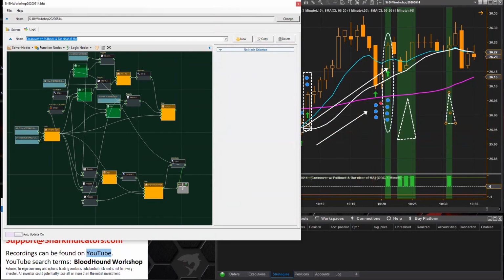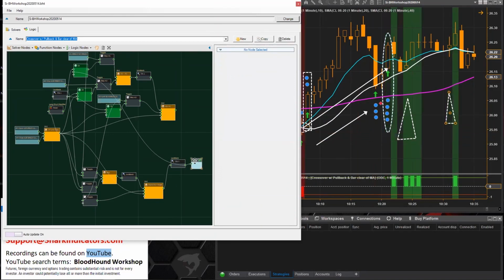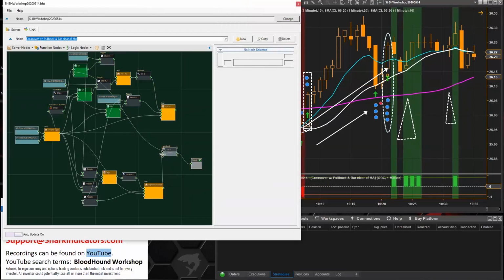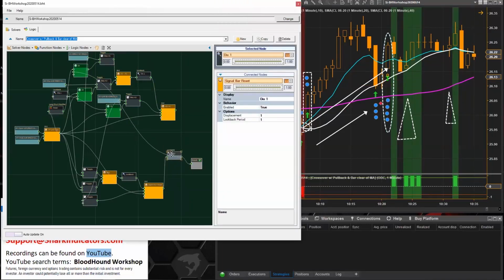All right, so if we look at the displace by 1, right, so our reset is 1 bar after the signal bar, right? So remember, this is our signal bar here. And so we want to turn these toggle nodes off after the signal bar. So there you go. So this delays the reset signal, right, by 1 bar.